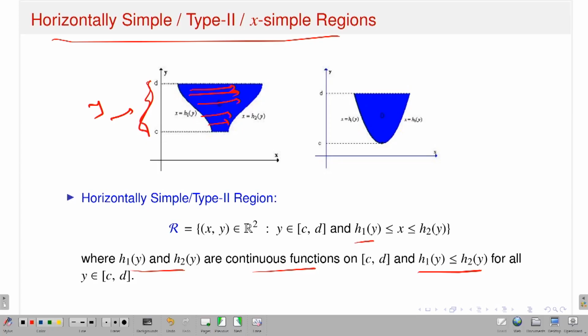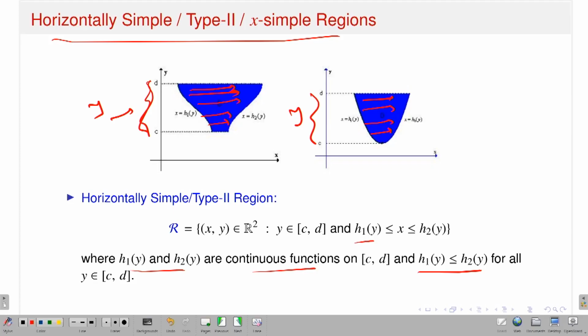This is called horizontally simple, or type 2, or x-simple regions. Similarly, look at here: y is fixed from c to d, but x varies from h1(y) to h2(y). So, that means x varies from this to this. This is called horizontally simple.